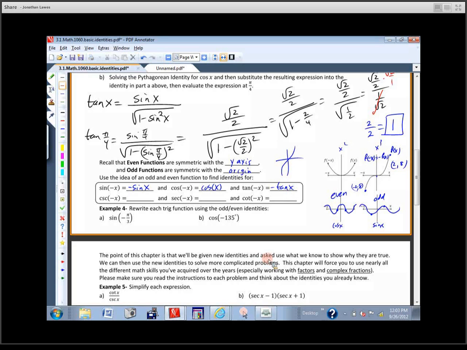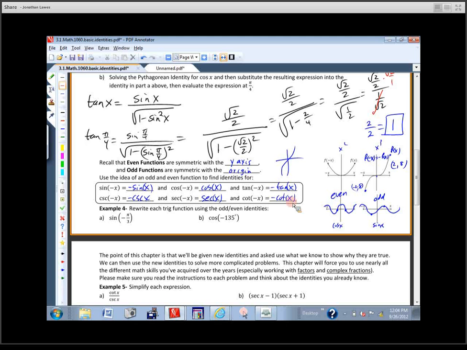Now here's the cool part. The only one that's even is cosine. So if cosine is even, its reciprocal should also be even. And if you think about the secant graph, it is symmetric about the y-axis. So the secant of negative x is the same as the secant of x. Cosecant is odd, just like its reciprocal function. So this would be negative cosecant of x. And cotangent is odd, just like its reciprocal. So this is going to be negative cotangent of x.